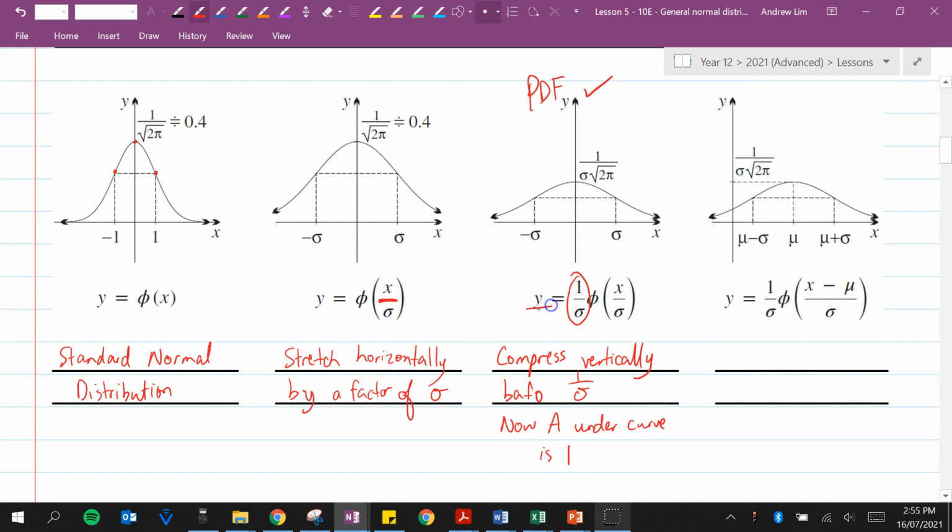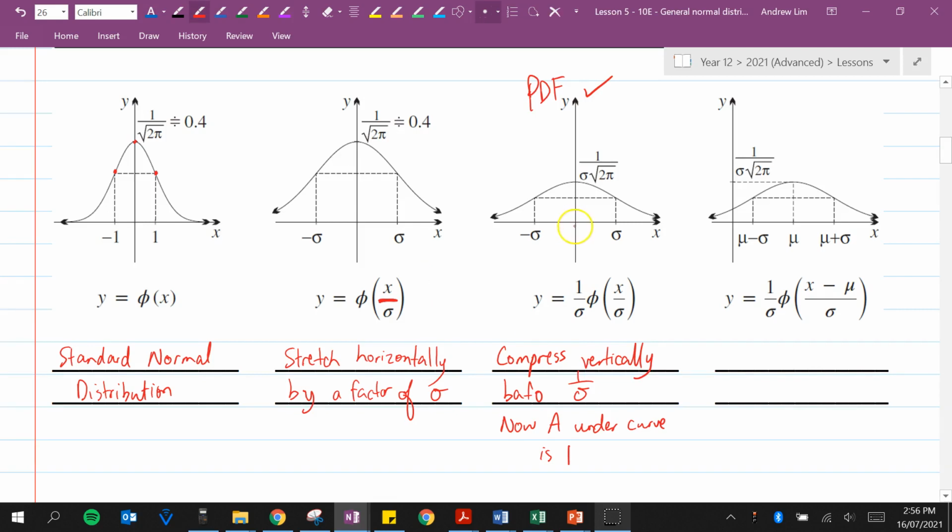Okay, so if it was y over 1 over sigma is equal to this, we just bring that across and we get y equals that. And we do that to offset what we just did with this, so that our area will go back to 1.